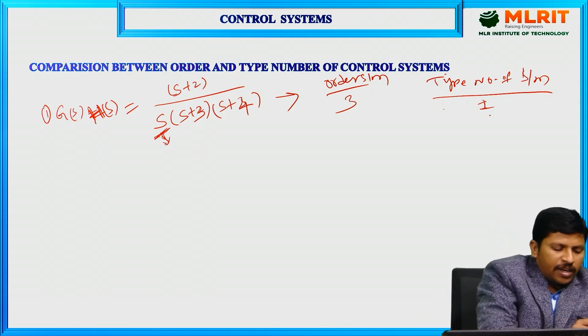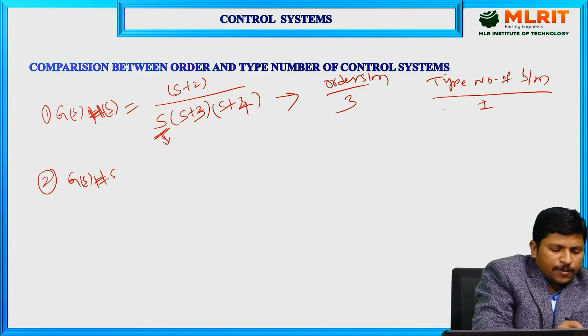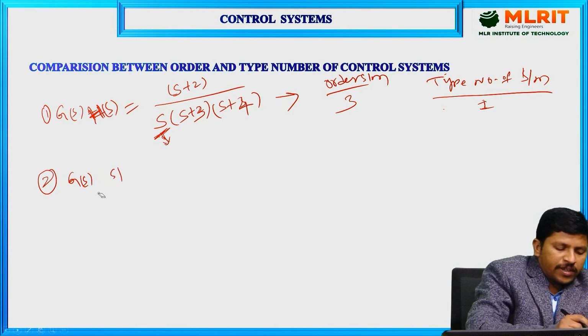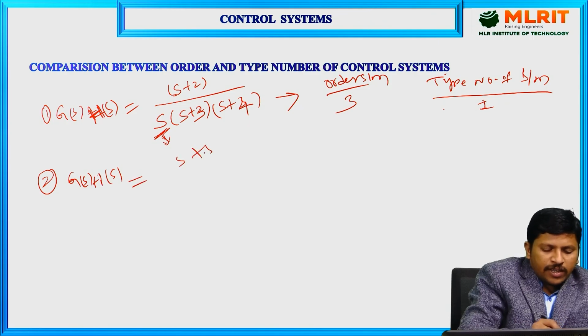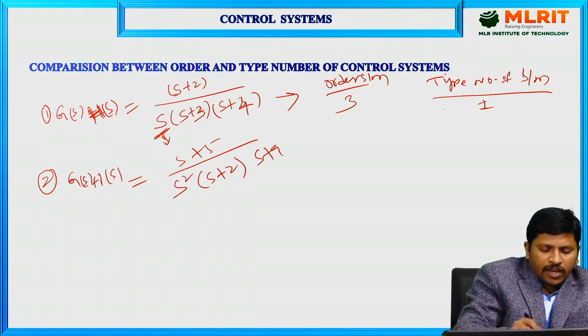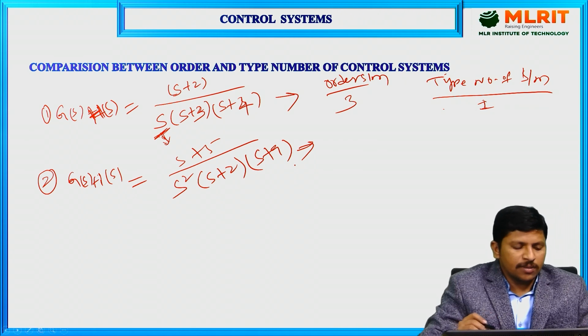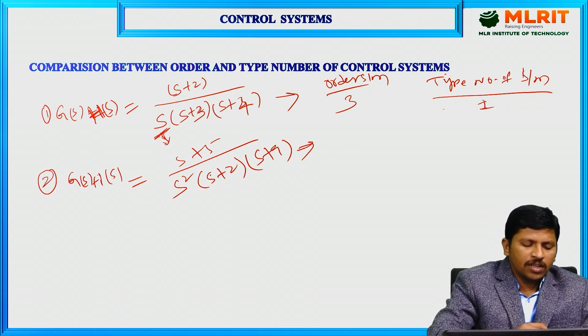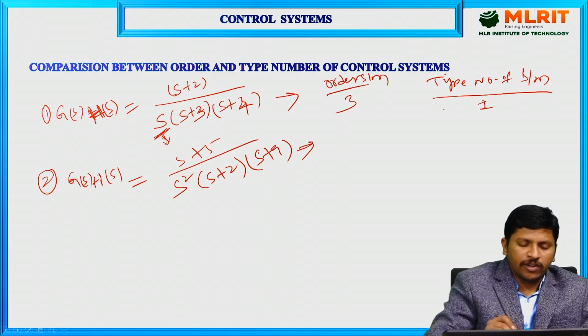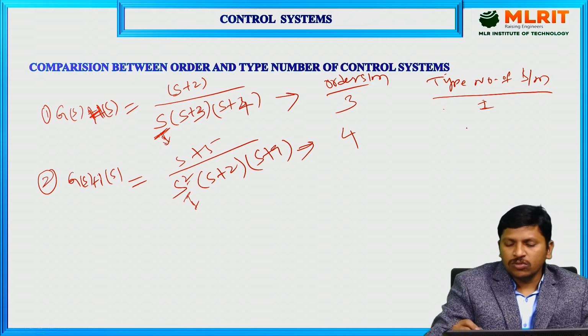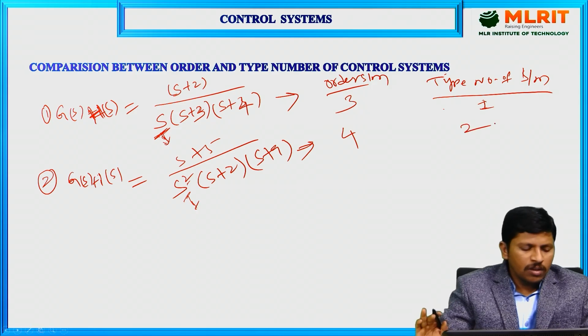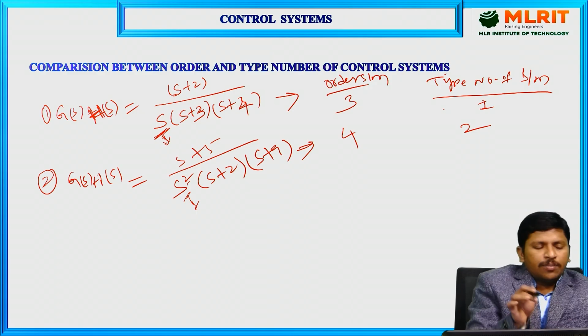This is the first example. Next, coming to the second example, G(s) into H(s) equals (s+5) divided by s square into (s+2) into (s+9). For this example, the order of the system is: s square, then s cube, and one more, s power of 4. So order is 4, and the type number, the number of poles present at the origin, is 2. So type number is 2. Like that, we are going to determine the order and type number of any system.